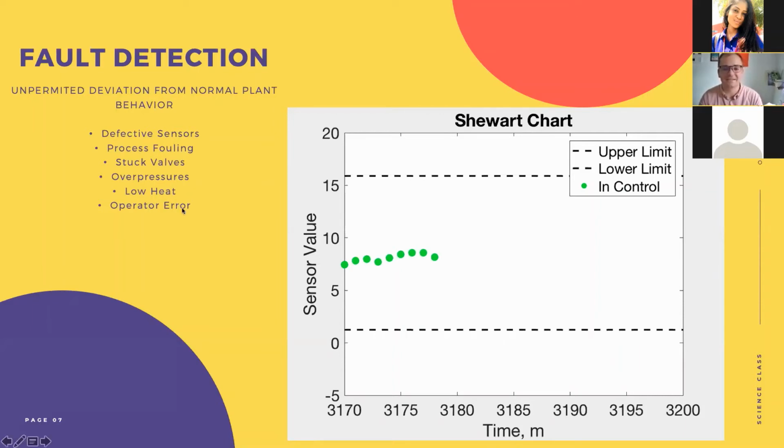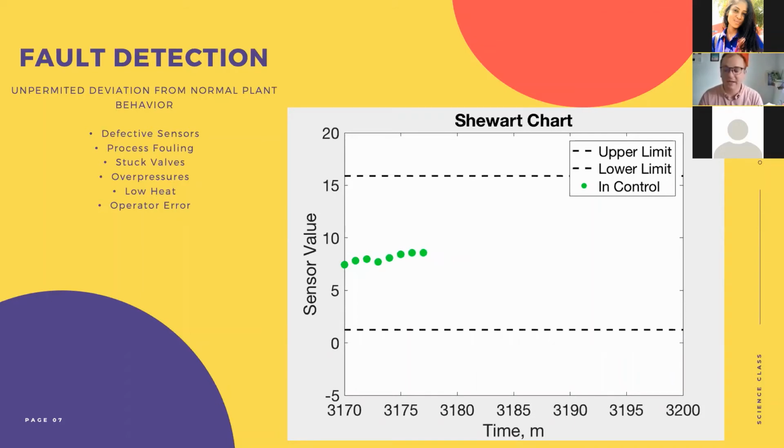It could be a bad sensor. It could be that they're spalling. It could be something's broken in your equipment. You know, you've had a temperature or a pressure issue. You could have someone press the wrong button. There's lots of reasons why something could go wrong.